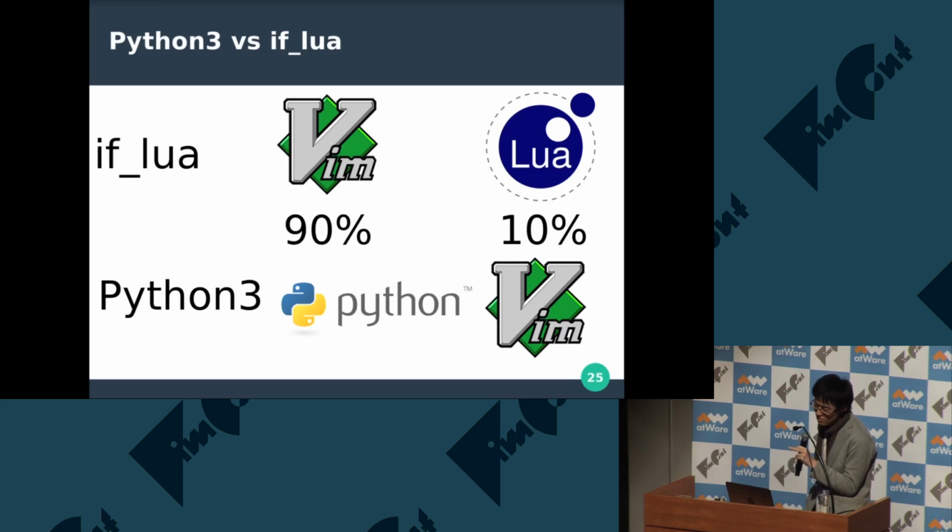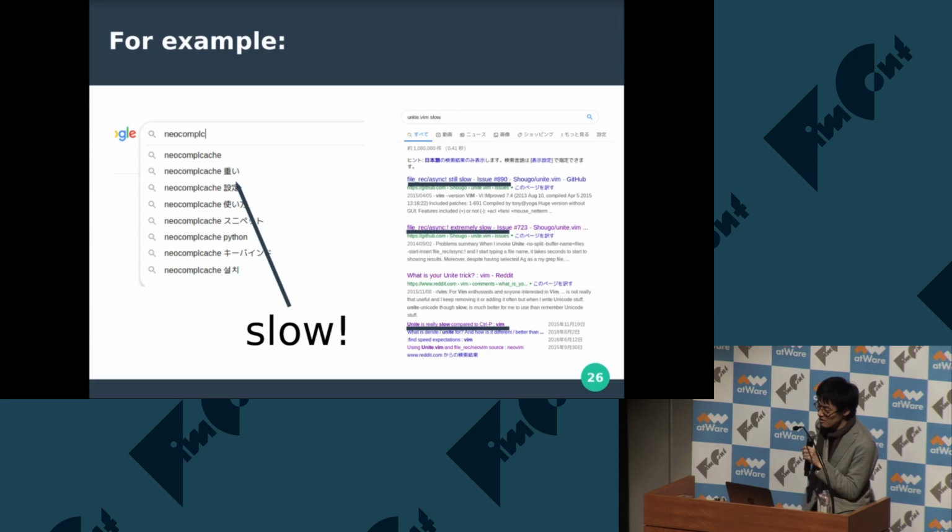Python 3 is slower than Lua, though it is not a big problem. If Vim script or if_lua uses much memory, Vim will be slower. If Vim script or if_lua works, Vim is stupid. But an asynchronous Python plugin works independently of Vim. This is a performance example. For example, neocomplete slow has been suggested in Google. Unite.vim slow issues have been reported very often.